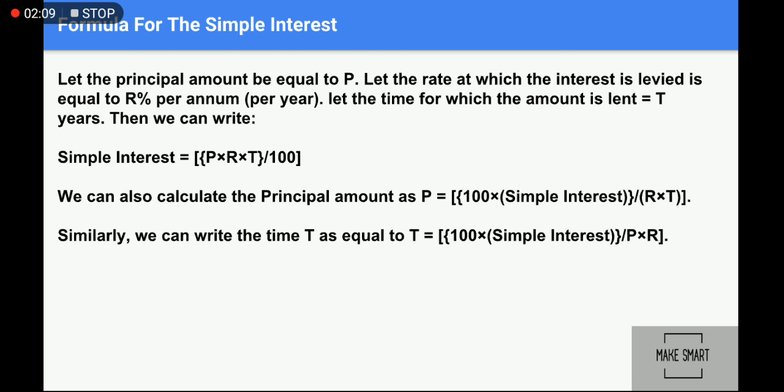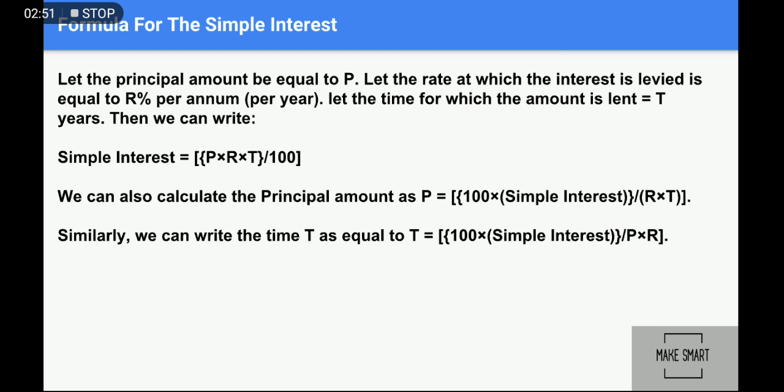Now for the formula for simple interest, let the principal amount be equal to P. Principal means P, the actual amount. Let the rate at which the interest is lent be equal to R% per annum, means per year. R is the interest rate. And let the time for which the amount is lent be T, meaning 1 year, 2 years, 3 years. The formula is: simple interest equals principal multiplied by rate of interest multiplied by time, divided by 100, because R is the percentage per annum.